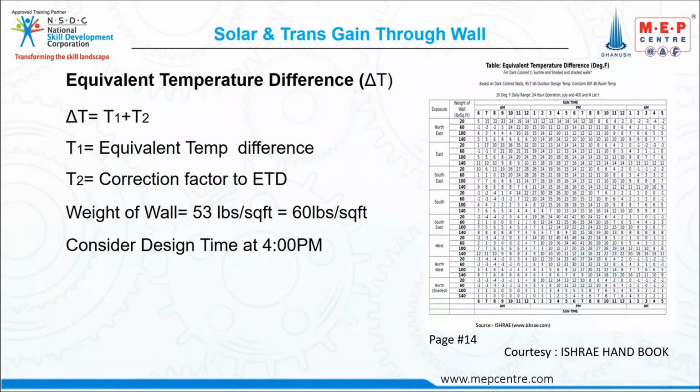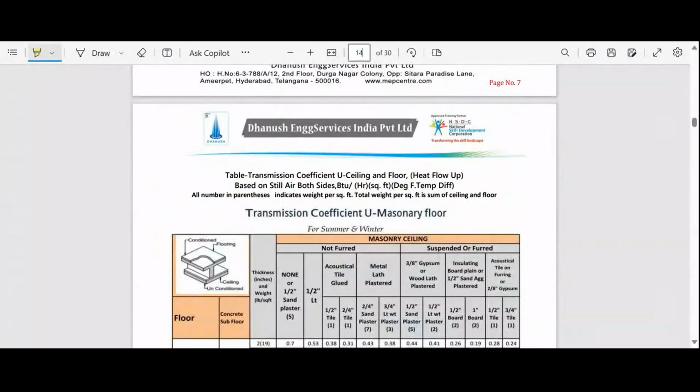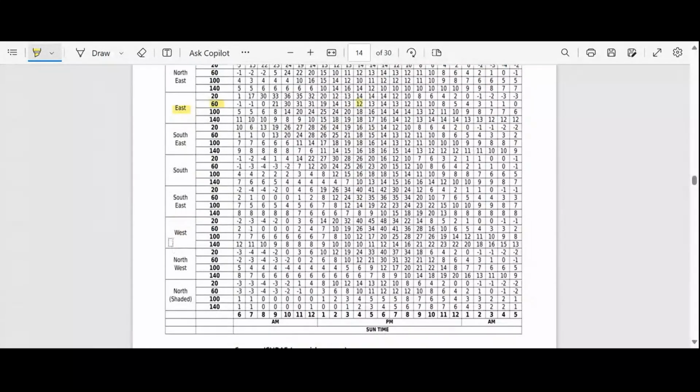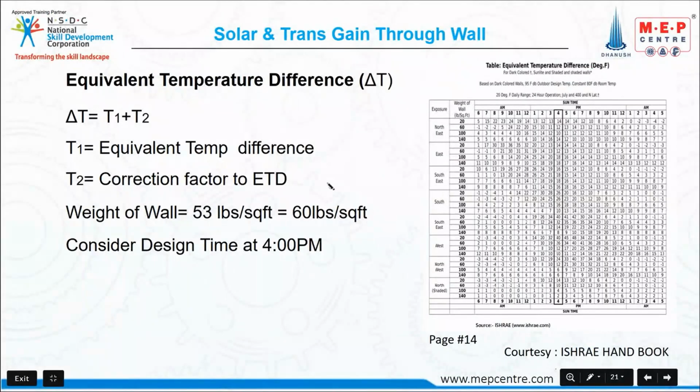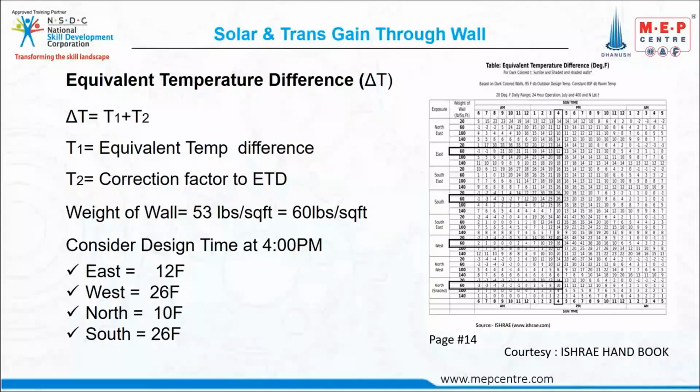From page number 14, if you take from page number 14. So east side, see equivalent temperature difference. So walls, east side 60, 4 p.m. Again 4 p.m. you need to take, same like west side, north side, and the south side. So all the directions we need to find. After finding all the values, east side it is 12 degree Fahrenheit, west side it is 26 degree Fahrenheit, north side it is 10 degree Fahrenheit, and the south side it is 26 degree Fahrenheit.